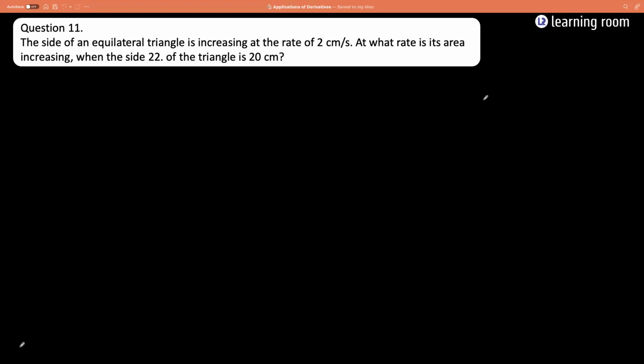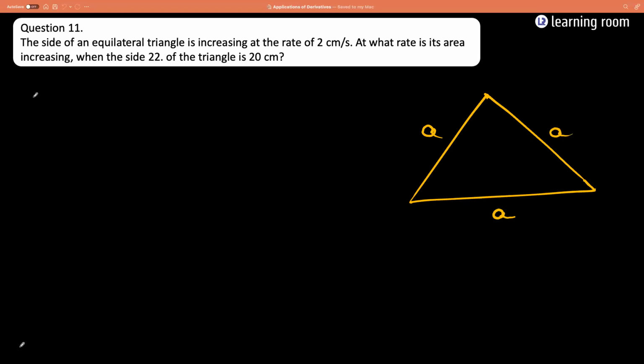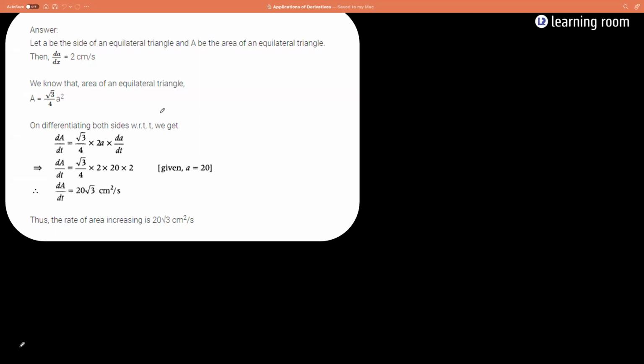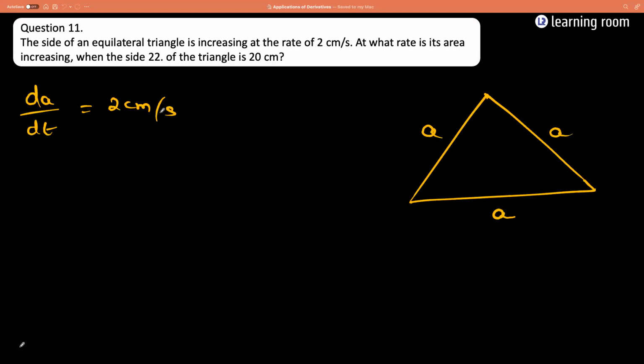So the side of an equilateral triangle is increasing at a rate of, dA by dt is equal to 2 centimeter per second. At what rate is its area increasing when the side is 22, no? Side 22 means, wait. Okay, I don't think the 22 exists. When the side of the triangle is 20 centimeter, let's do and see.